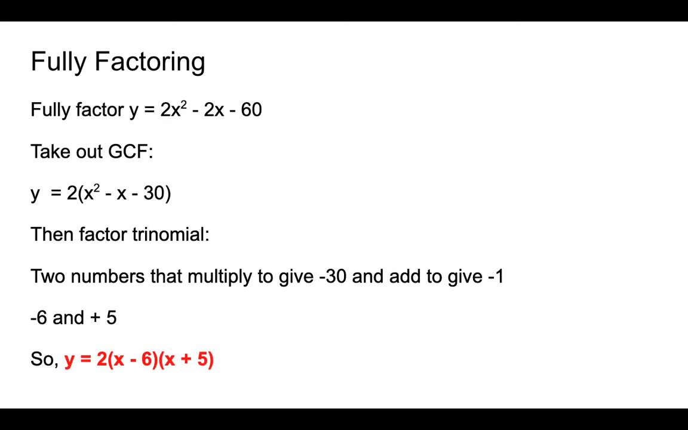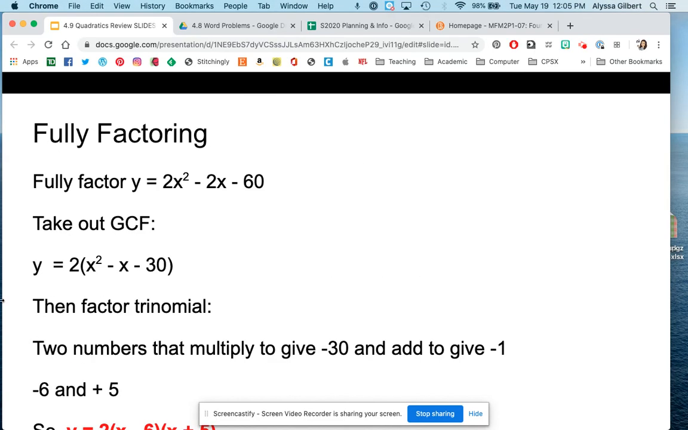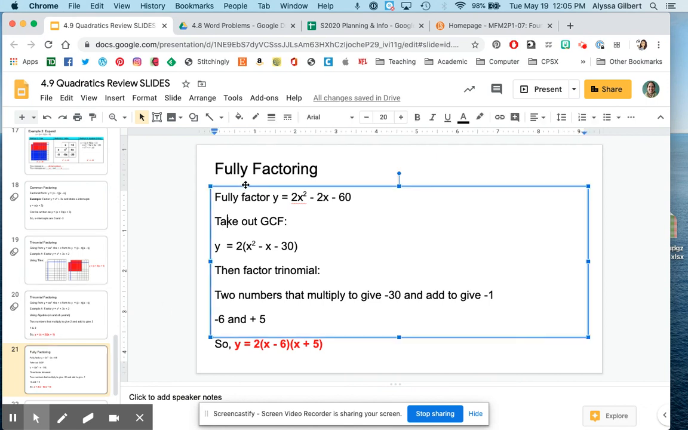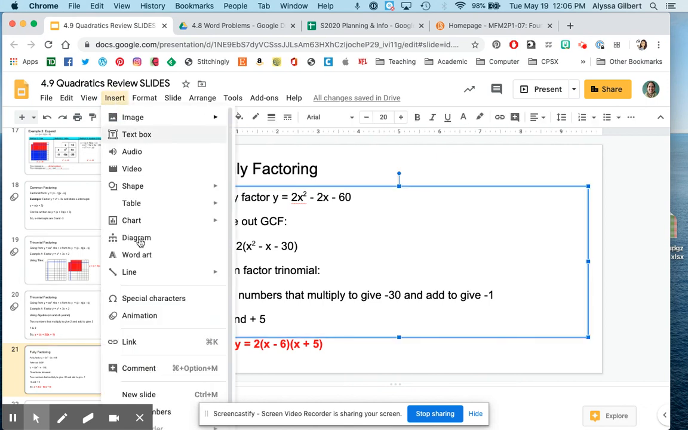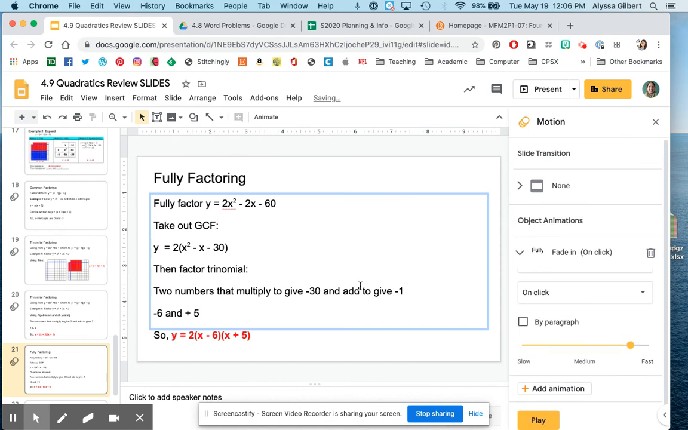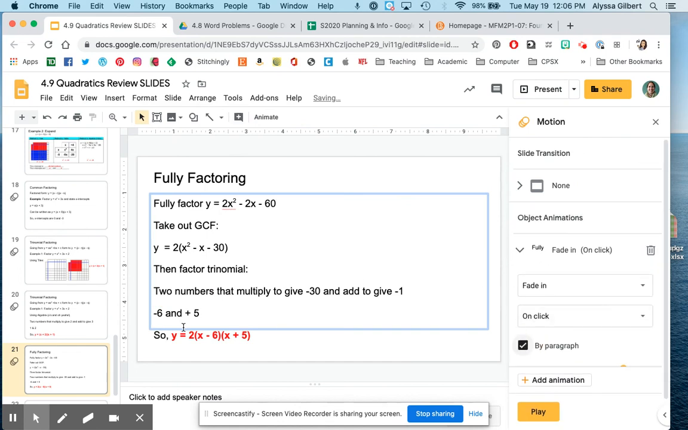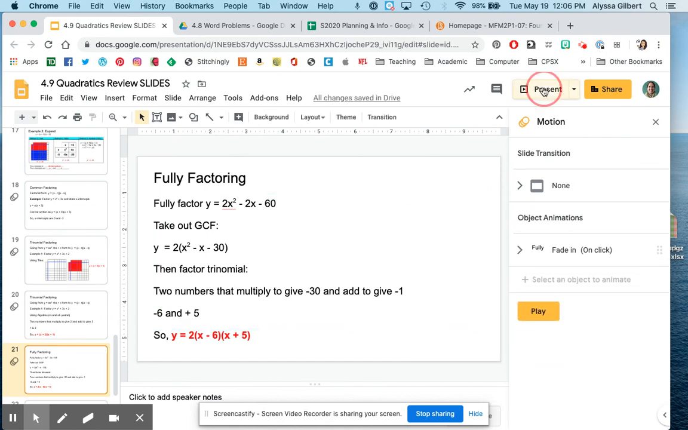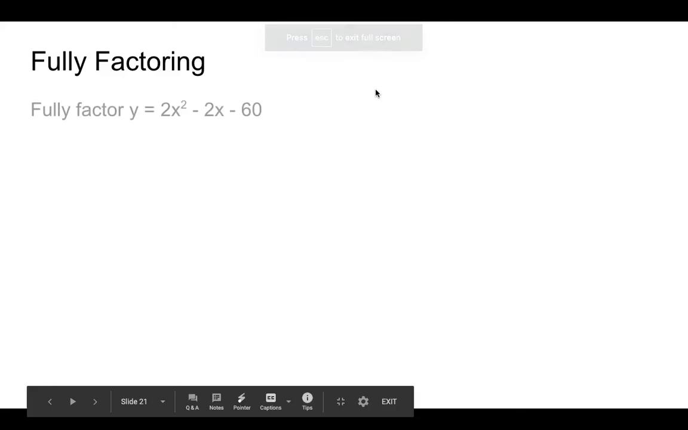Now taking this a little further, I forgot to do this. So we're going to animate this by paragraph so I can show it to you step by step. So to fully factor something means you also need to take out any greatest common factor and then factor the trinomial. So to fully factor this, our first step is to take out the greatest common factor.